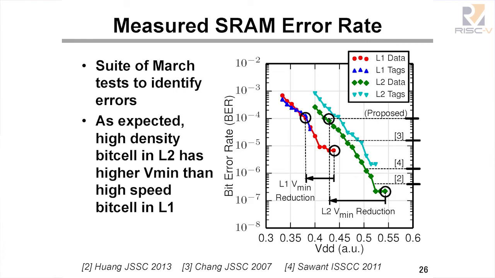This plot shows the measured bit error rate of the SRAMs on chip versus voltage for the different types of SRAM. So we use 8-transistor-based bit cells for the L1 cache and high-density 6-transistor-based SRAM cells for the L2 cache. And as I mentioned before, this confirms that the bit error rate increases by about 10x for every 50 millivolts of voltage reduction. And annotated on here, you can see the theoretical Vmin reduction by this technique.